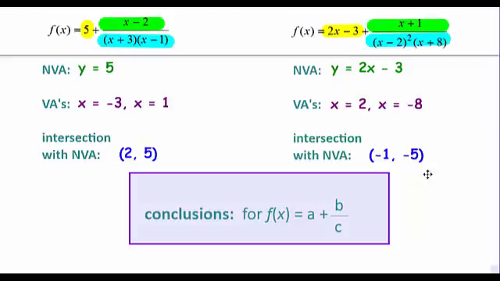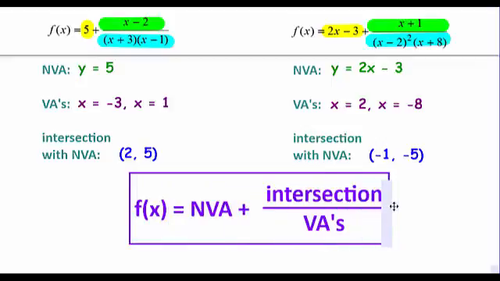So if we have our equation in this form after the long division, we know about the non-vertical asymptote, the vertical asymptotes, and the intersection with the non-vertical asymptote. Again, you are filling in your notes as we go, so there's a spot for the conclusion right there. This was the form after the long division.